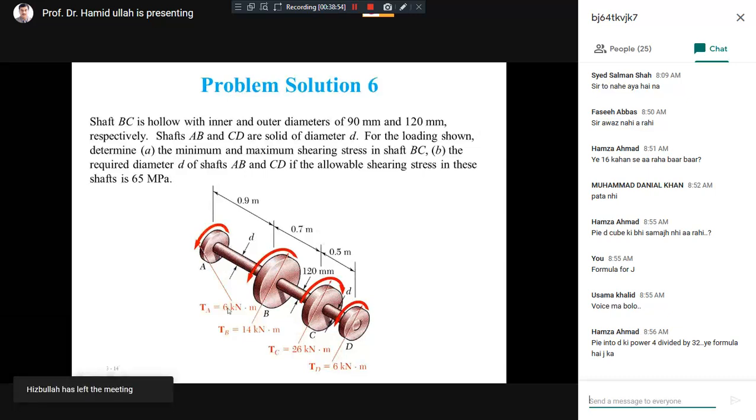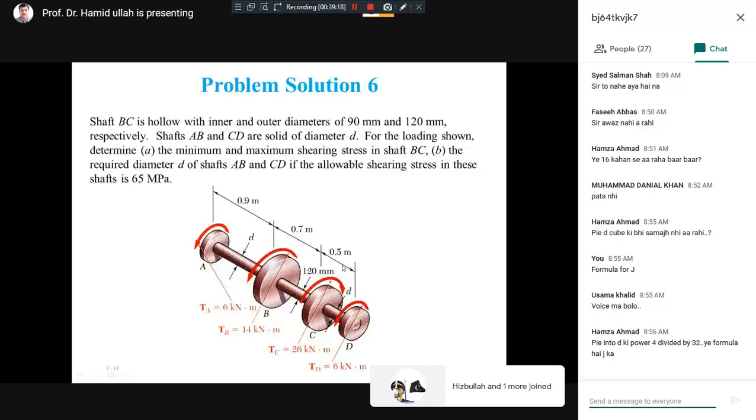At point A, how much torque is applied? 6 kilonewton meter is given. At point B, how much torque? 14 kilonewton meter is given. At point C, torque given is 26 kilonewton meter. At point D, how much torque? 6 kilonewton meter. So this is given. And for each section, you can see the length is given. For AB, 0.9 meter, for BC, 0.7 meter.